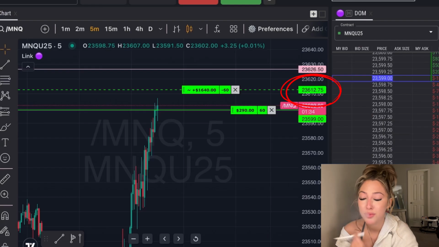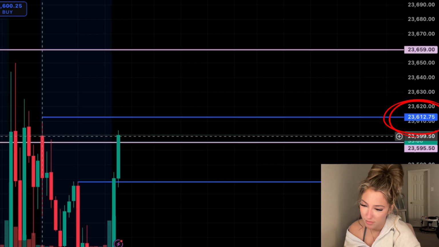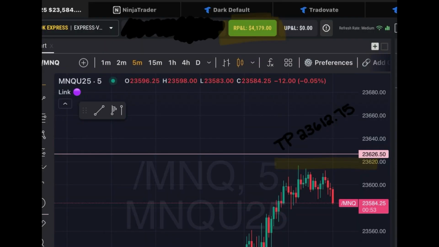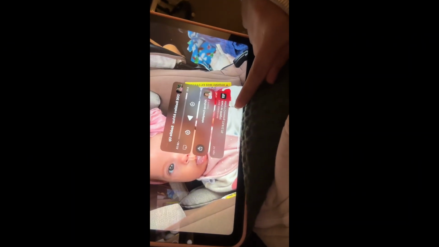Let me go. Two hours later. Just got a notification that it crossed it, and then I went to check my platform and it took it. I'm up 4,000 on the day, but I just got a message from TradingView right there. Alert on MNQ. It crossed 23,612.75. So that was a $4,000 trade. Bye.